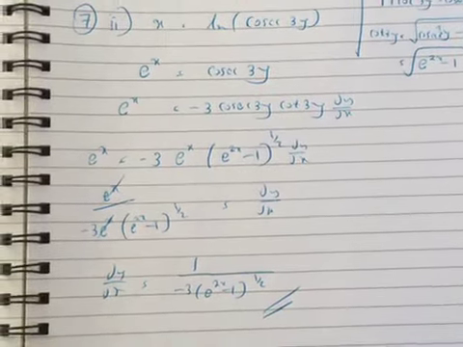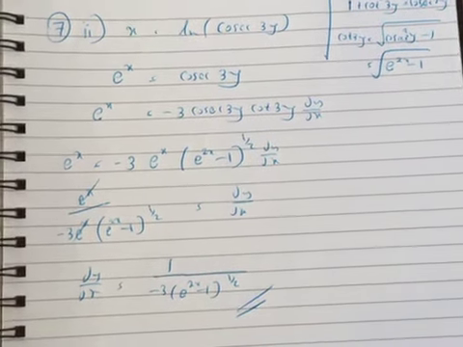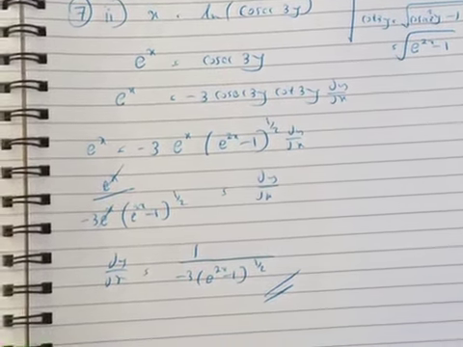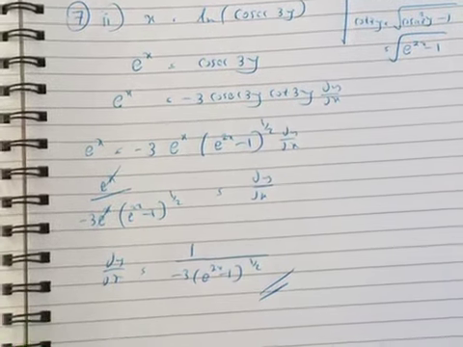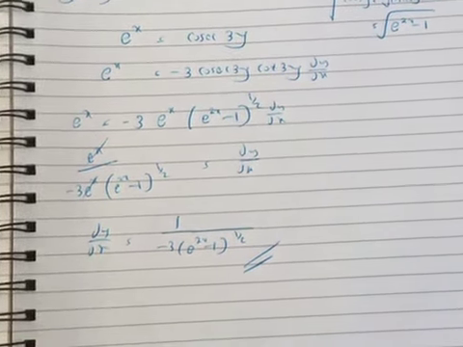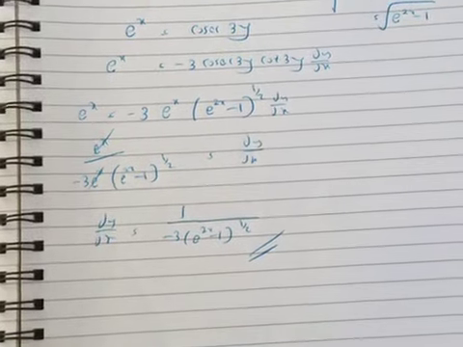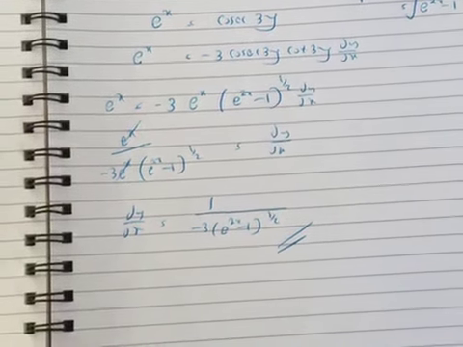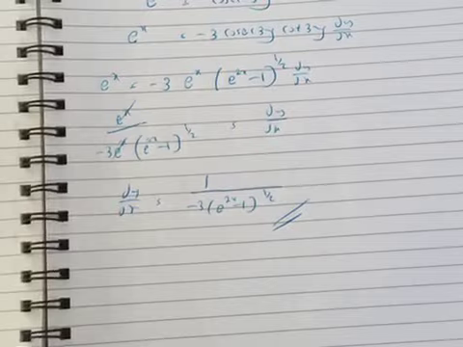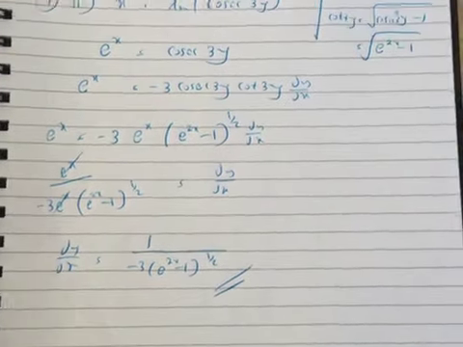So you just put that in instead of cot 3y, and instead of cosec 3y, just put e to the x. If you divide, you get e to the x over minus 3 e to the x, e to the 2x minus 1 to the half. E to the x is cancelled. That's equal to dy/dx. So therefore dy/dx equals 1 over minus 3 (e to the 2x minus 1) to the half.